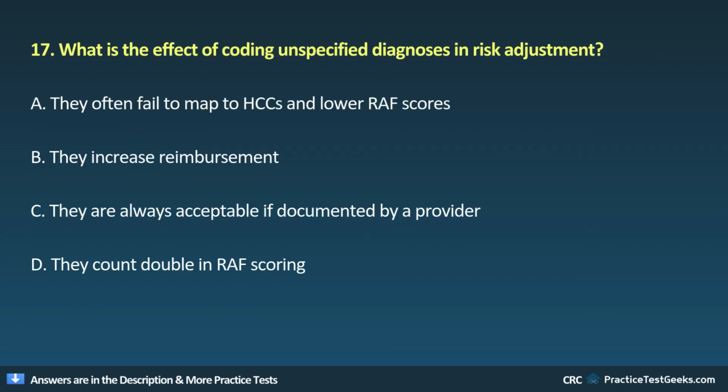17. What is the effect of coding unspecified diagnoses in risk adjustment? A. They often fail to map to HCCs and lower RAF scores. B. They increase reimbursement. C. They are always acceptable if documented by a provider. D. They count double in RAF scoring.